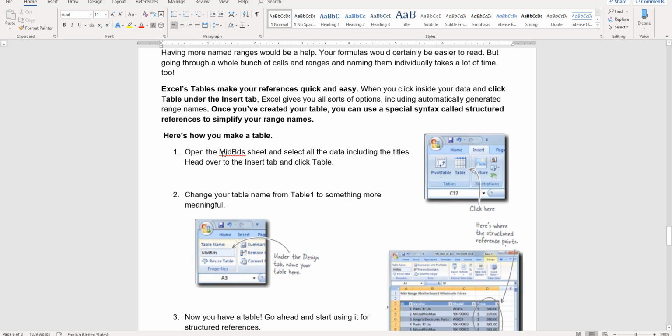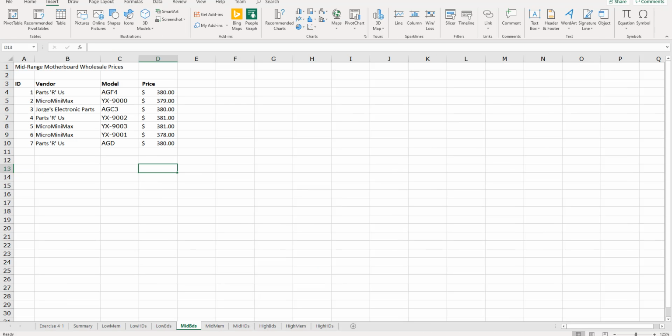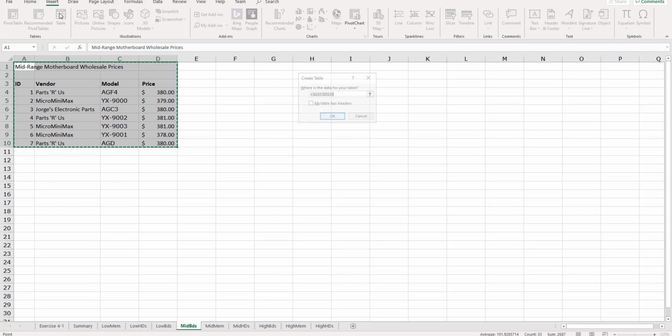Well, it says open that sheet, and then near the top there, head over to the insert and click table and give it a name. So let's go do that. So what I'm going to do, and so in insert there is table. So make sure you just sort of click on everything here, and then you can just click on table. And then it sort of already knows.